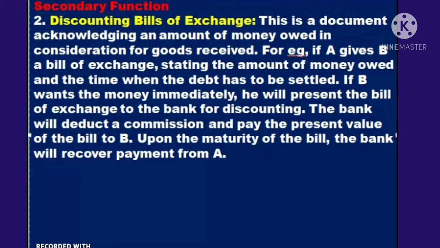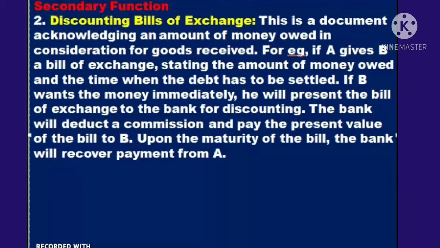This is a document acknowledging an amount of money owed in consideration for goods received. For example, if A gives B a bill of exchange stating the amount of money owed and the time when the debt has to be settled. So if money has been taken by A from B, then A gives a bill of exchange to B, stating a particular time period within which he can take the money back by showing the bill of exchange to the bank.